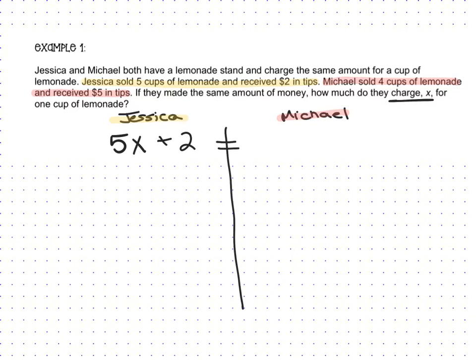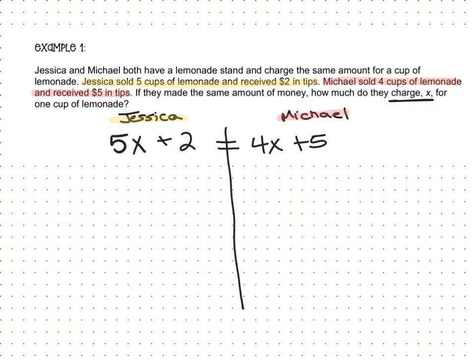All right, now let's swap over to Michael's side of the equation. Michael sold 4 cups of lemonade and received $5 in tips. Now, the great thing about these problems is once I figure out what the pieces are and how they connect together for one side of the equation, the other side is going to mimic it. So I know he sold 4 cups of lemonade. I'm going to put my x next to it. And then he also received $5 in tips, so I'm going to add in 5.